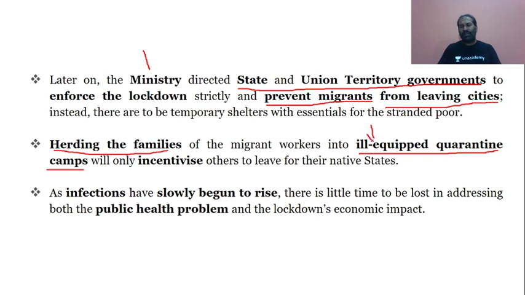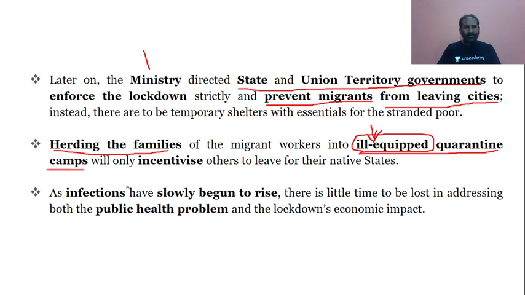That is again a very big problem, because even the state and the center were not really prepared for the migrant workers moving from one city to the respective states. The district administration was not prepared for this, so now the quarantine camps wherein the migrant workers are kept for 14 days are all ill equipped, and this is a challenge to the government itself, because there is always a possibility that the spread of virus would take place.